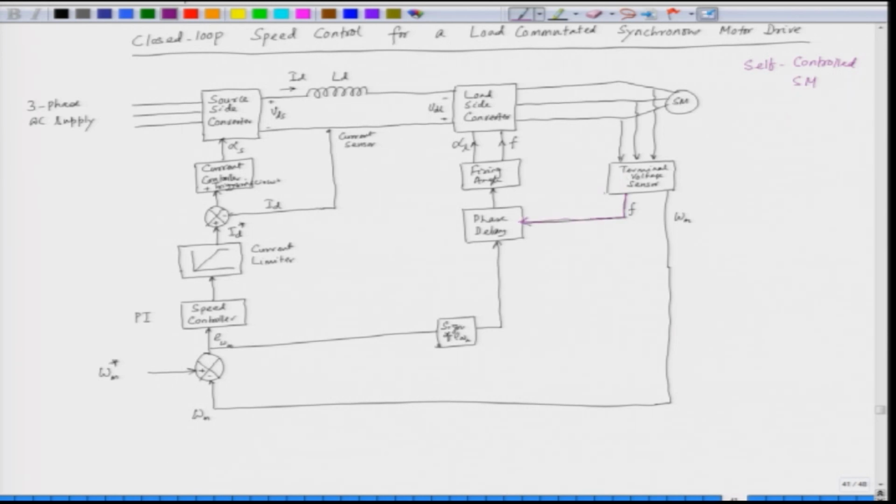Unless we have a feedback, we will not be able to control the synchronous motor drive in self control mode, because the synchronous motor always will remain in synchronism with the rotor. So, there has to be a synchronism between the stator and the rotor for a synchronous motor drive at all frequencies. Let us take the example of another type of motor which are called brushless DC motors.